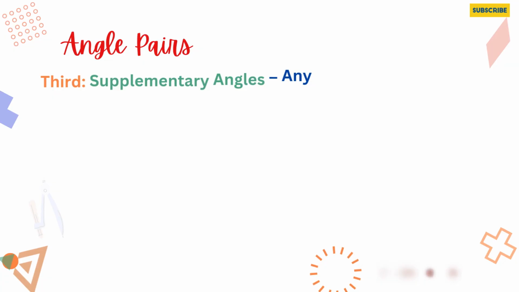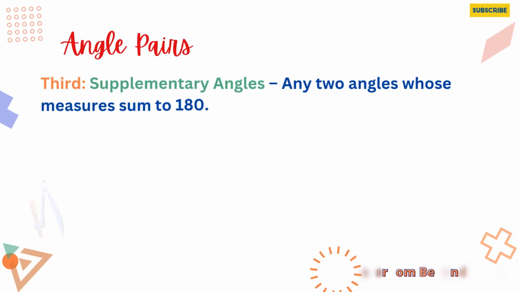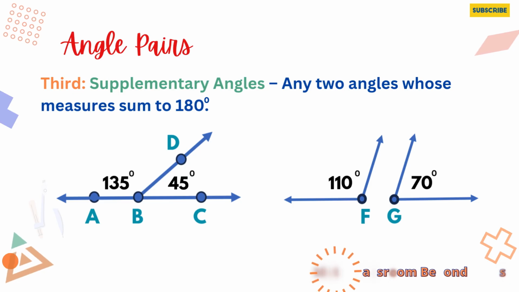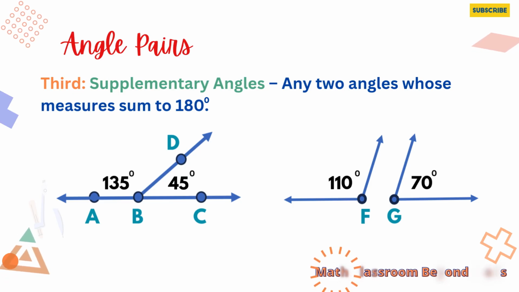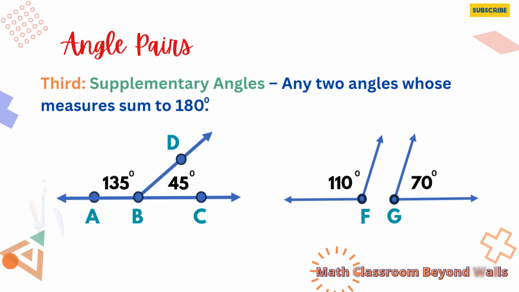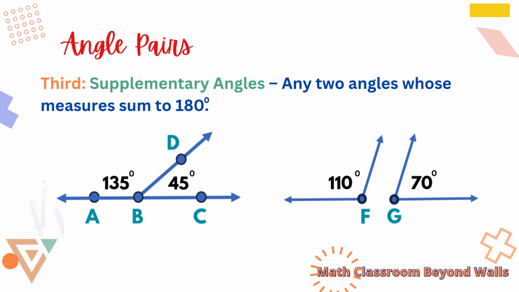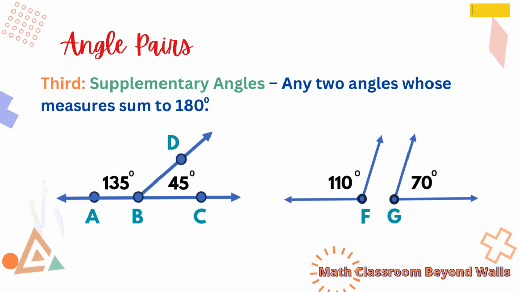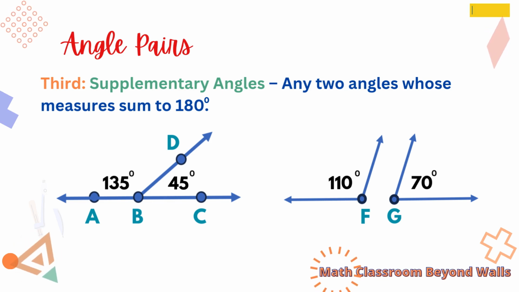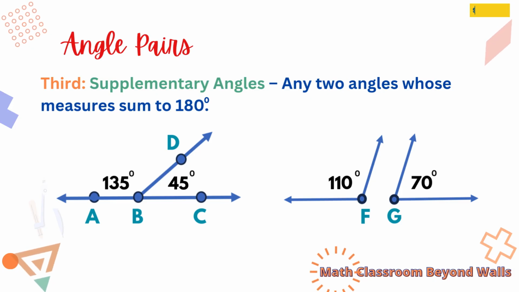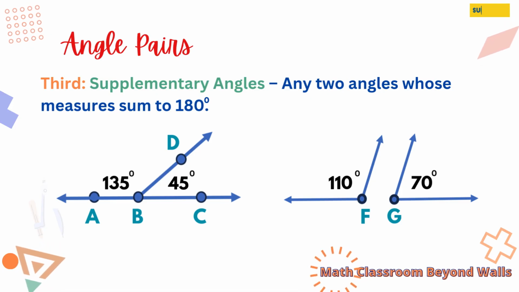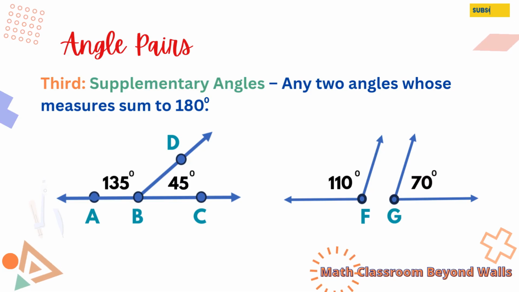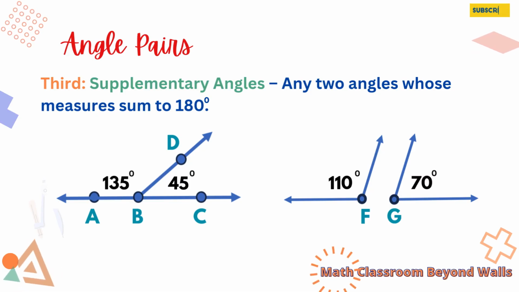Okay, we move on to the third. Third, supplementary angles. These are any two angles whose measures sum to 180 degrees. It is not necessary that the angles must always be adjacent to each other. As long as the sum of their angle measures is 180 degrees, the angles are supplementary angles. Each angle in the pair is called the supplement of the other angle.